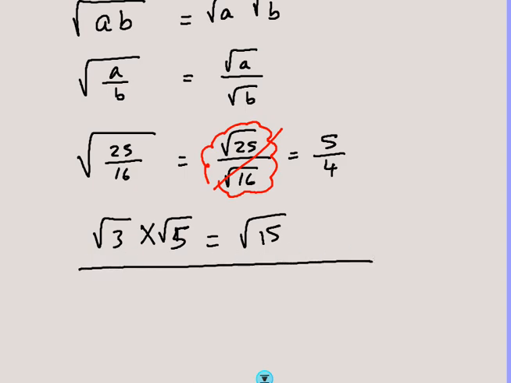I hasten to add, just like indices, the root cannot be distributed over addition. So this does not equal A plus B. Never, ever. This is totally wrong. You cannot distribute roots over addition and subtraction. And if you have any doubts, think about this one.